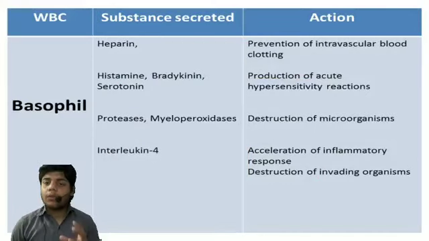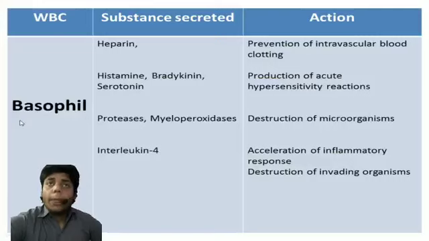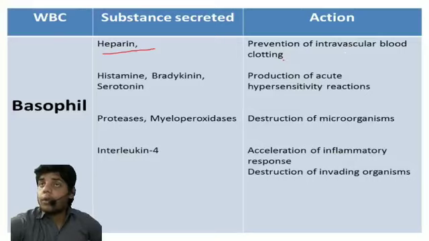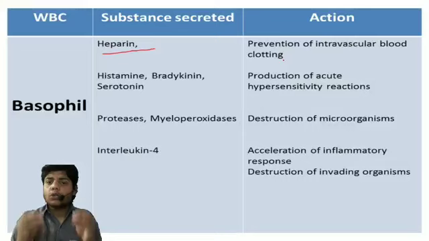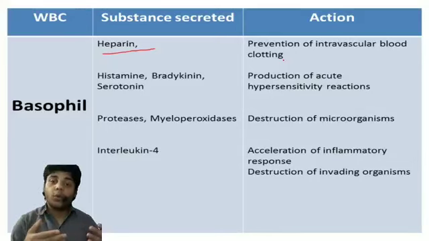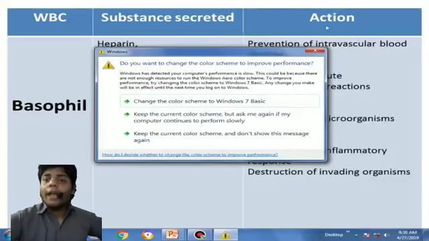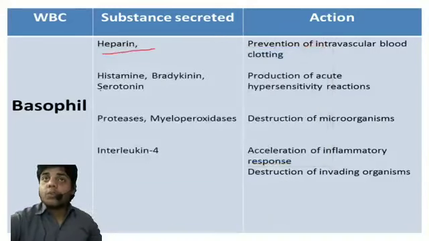Then we have another cell which we usually call basophil. Now, what kind of substances are secreted from the basophil? Usually basophil secretes heparin. And the action of this heparin is that it can prevent intravascular blood clotting. It means whenever heparin is secreted, due to this heparin, the blood which is present inside the vessel will not clot. As you are seeing, the blood circulates inside the vessel, but it is not clotted. And it is possible because of this heparin.